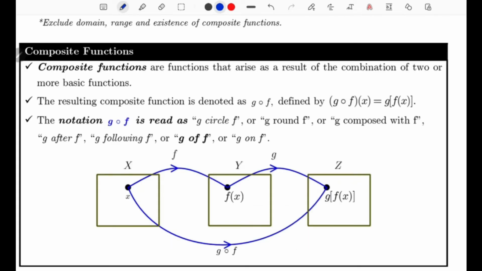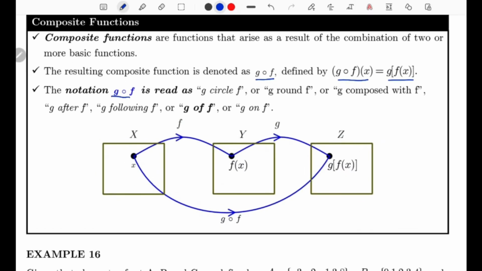Composite functions are functions that arise as a result of the combination of two or more basic functions. The resulting composite function is denoted as g∘f, which is (g∘f)(x) = g(f(x)). The notation g∘f is read as g circle f, g round f, g composed with f, g after f, g following f, or g of f or g on f.